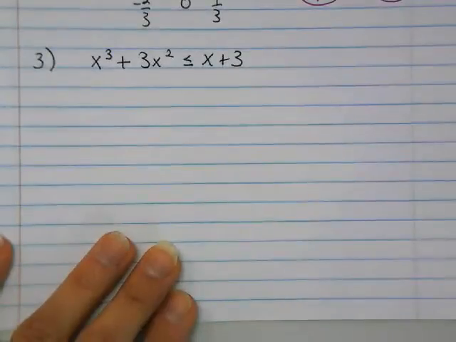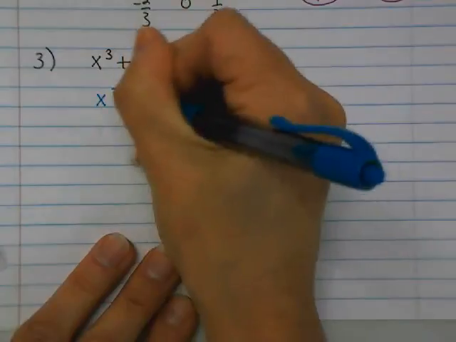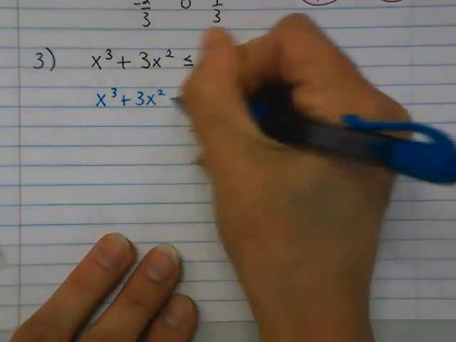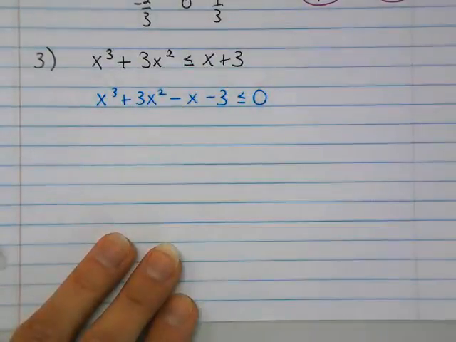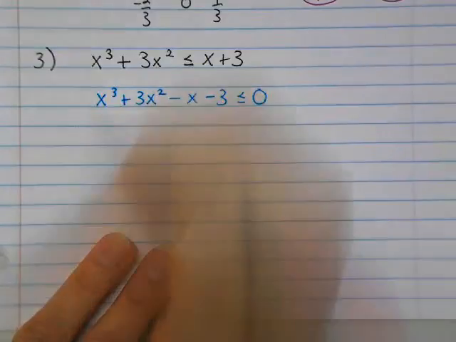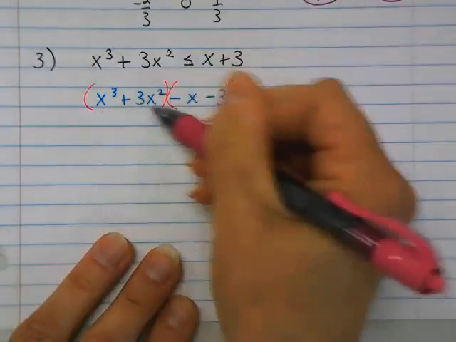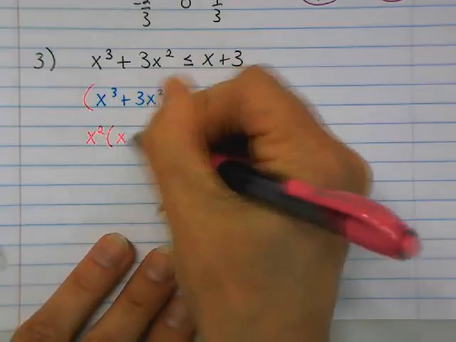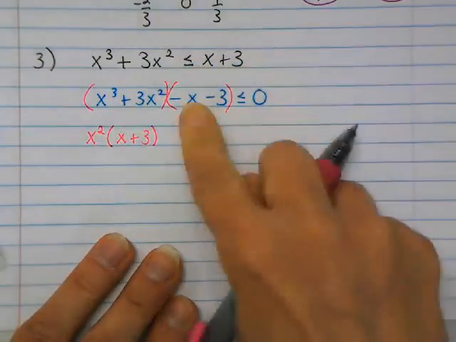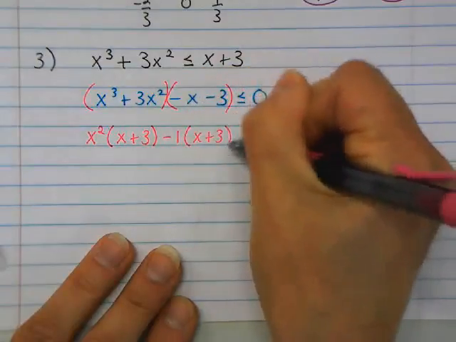Alright, let's bring everybody over to this side. So x cubed plus 3x squared minus x minus 3 is less than or equal to 0. How do you factor 4 terms? Hopefully it'll group. So let's try it. Alright, do these guys have anything in common? They have an x squared, and that gives us x plus 3. This one I can factor out a negative 1, and I get x plus 3. So I have x squared minus 1, x plus 3 is less than or equal to 0.